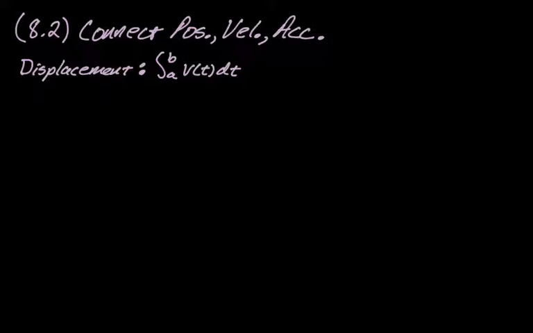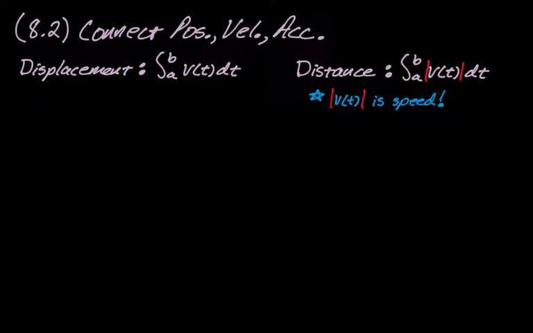The other thing is distance. So distance versus displacement is a really big deal. Distance is the integral of the absolute value of the velocity from A to B. And if you remember, the absolute value of velocity is just the speed. So you're just integrating the speed. That's like what you learn in like 7th grade or whatever when you do distance equals rate times time. Like the rate there is really the speed.